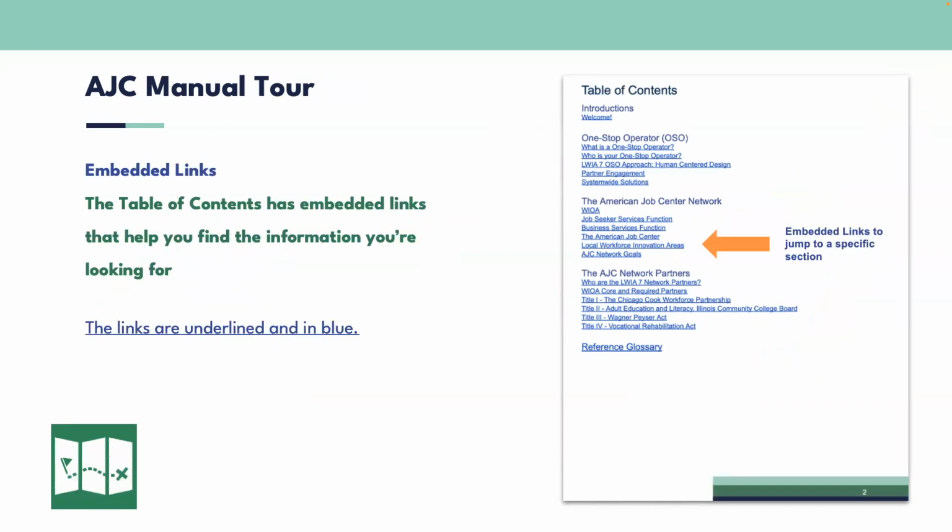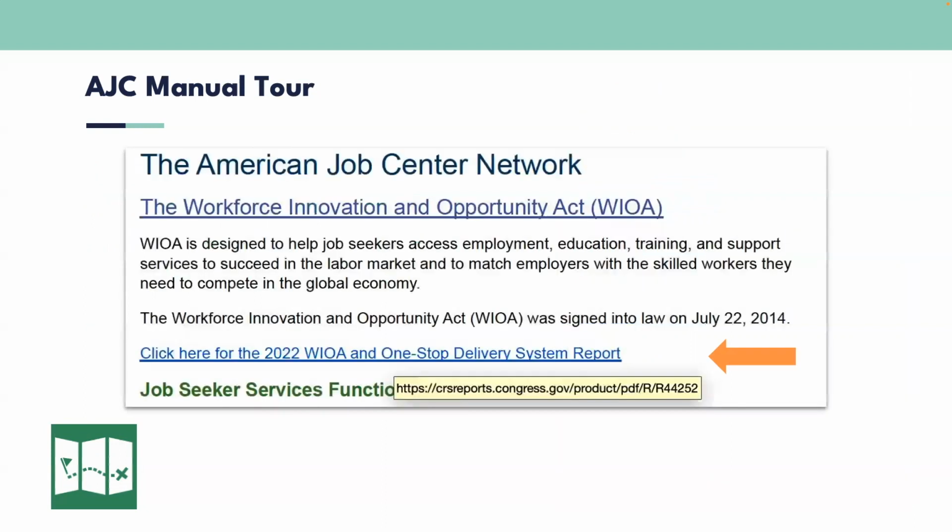Secondly, you'll want to utilize the embedded links throughout the document. The table of contents has embedded links that help you find the information you're looking for. The subsections in the table of contents are linked so you can jump straight to that section rather than scrolling through the whole document. All links are underlined and in blue. You'll also find links throughout the manual that will either direct you to a website or PDF with more information relevant to that section or topic.